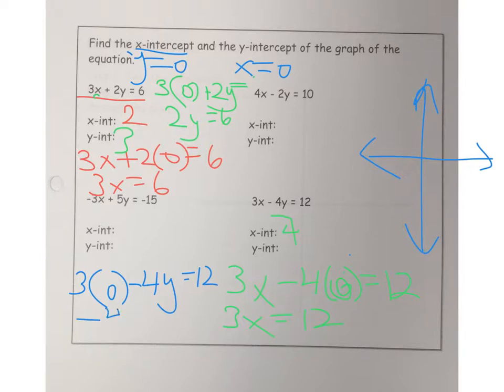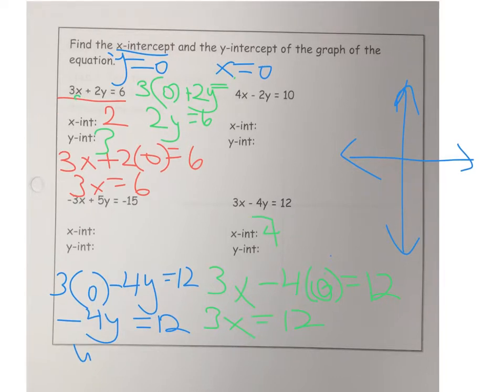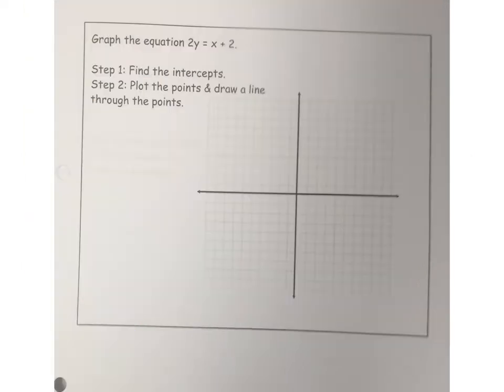So I'm going to end up with negative 4y is equal to 12. So it's going to end up with y is equal to negative 3. So these other two you should try yourself. So this one here and this one here. And it's plugging in 0 for the x and then 0 for the y. Actually, for the x-intercept, it's plugging in 0 for the y and then 0 for the x for the y-intercept.